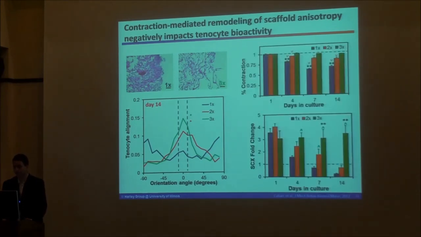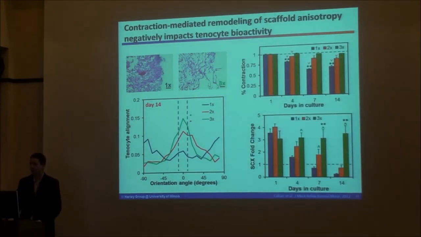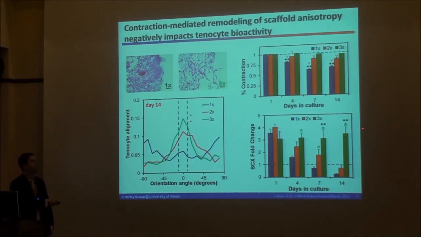And that manifested itself in some of the phenotype markers, such as scleraxis, where we could actually track temporally how the scaffolds contracted, how they lost those anisotropic cues over time. And that tracked pretty nicely with the downregulation of this tendon marker, scleraxis, while the higher density scaffold was able to maintain a nice high level. So bottom line is this higher density scaffold that maintains its pore structure, maintains its pore alignment, promotes a more healthy tenogenic-like phenotype.